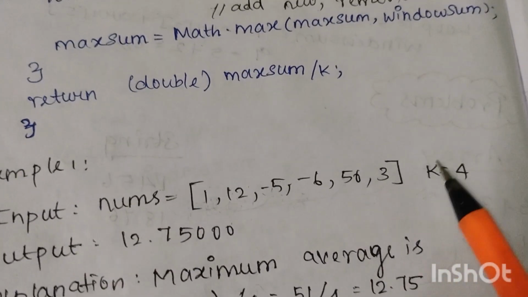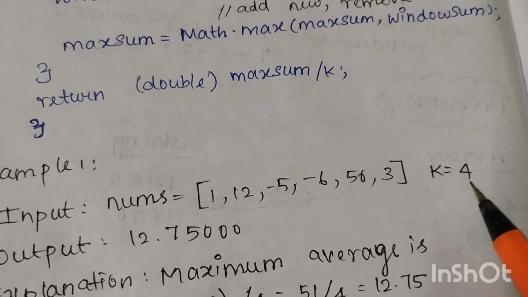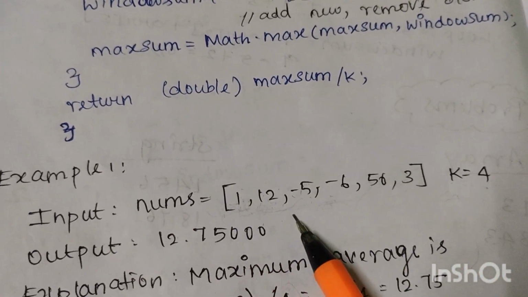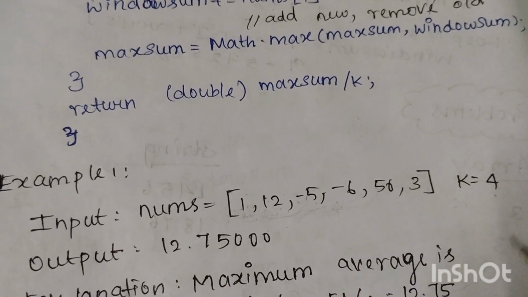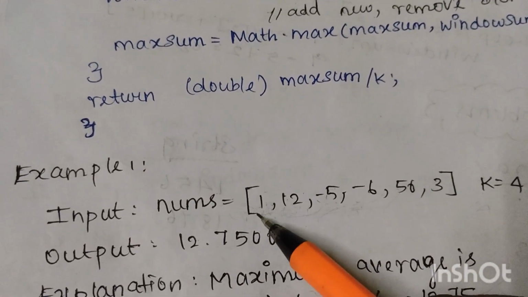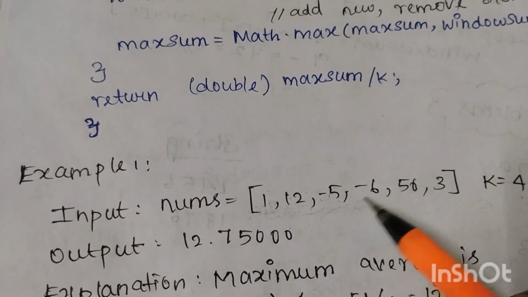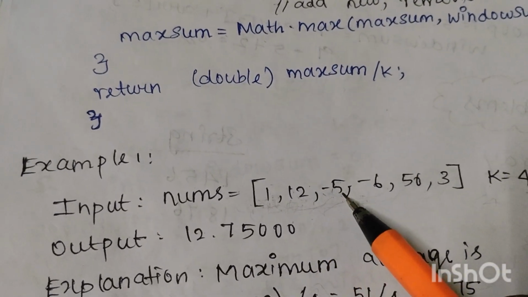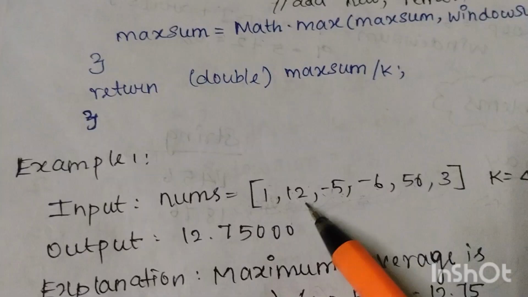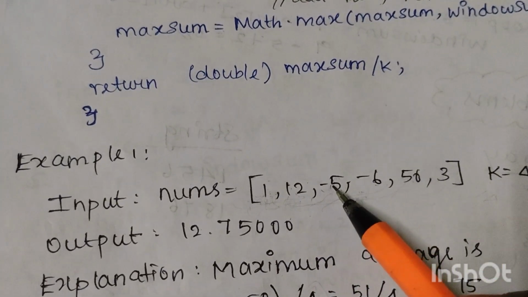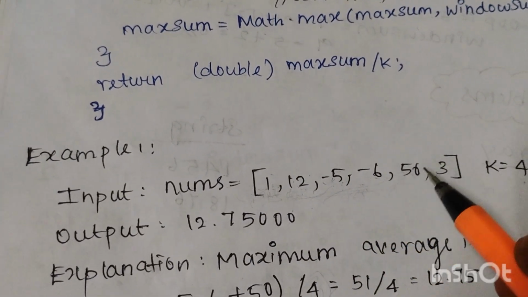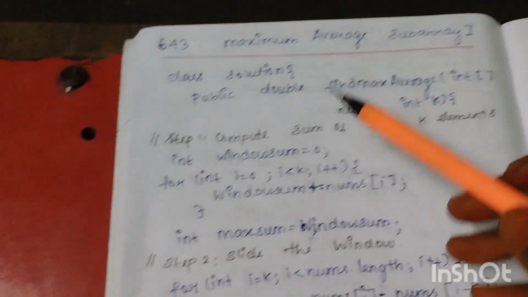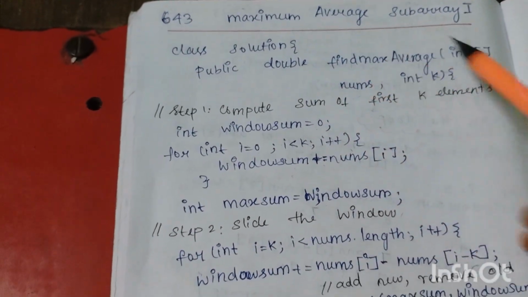So here they have given the window size equal to 4. So our subarray must contain 4 elements for this question. So how will it look? 1, 12, minus 5, 6 is one subarray. 12, minus 5, minus 6, 50 is one subarray. Minus 5, minus 6, 50, 3 is one subarray.